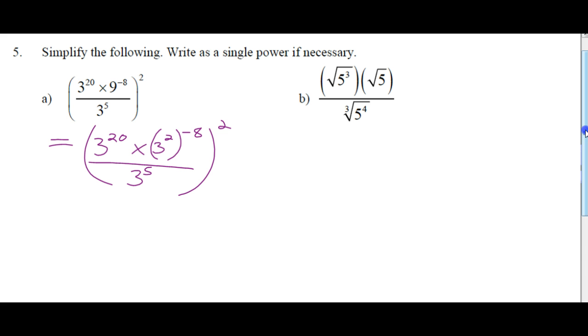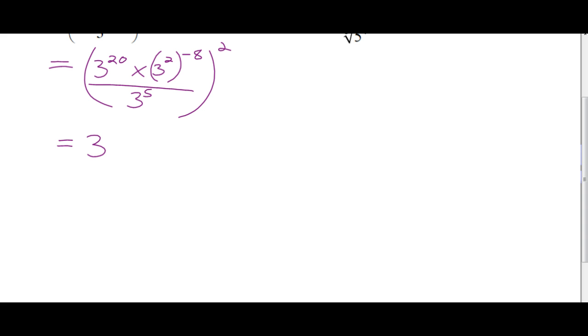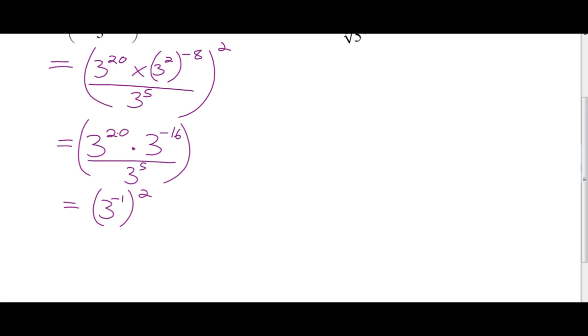So we have 3 to the 20th times 3 to the negative 16, so 3 squared to the negative 8, multiply, get negative 16, over 3 to the 5th. So 20 minus 16, right? So we're adding, it's 20 plus negative 16. So it'll be 3 to the 4th minus 5. So 4 minus 5 is negative 1. So this is 3 to the negative 1. And then that's being squared, right? This whole thing works out to 20 plus negative 16 is 4, minus 5 is negative 1.